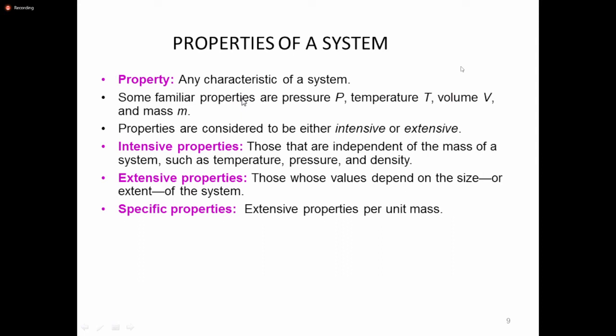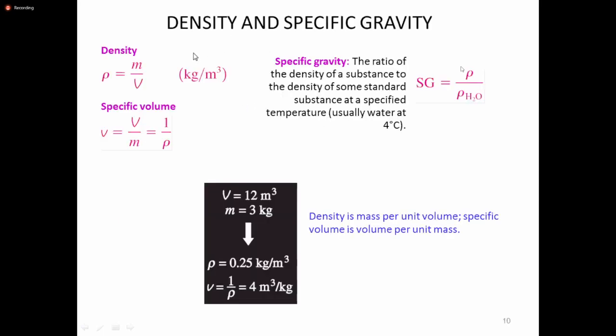Specific properties are extensive properties per unit mass. For example, volume divided by unit mass, V by m, is called a specific property. Take the example of density. What is density? Mass upon volume. Specific volume, small v, is equal to volume upon mass. That is, extensive property divided by mass, is equal to 1 upon rho. That is, 1 upon density is equal to specific volume.